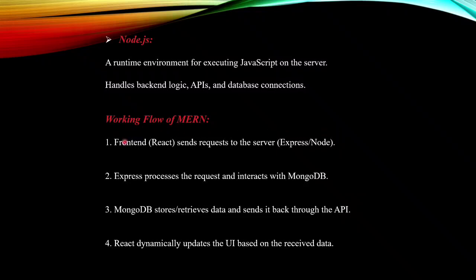First is the front end, which is React. It sends the request to the server, which is Express.js or Node. Express processes the request and interacts with MongoDB, where our data is stored. MongoDB stores and retrieves data and sends it back through the API. React dynamically updates the UI based on the received data, not as in HTML where we give the data manually. Here we fetch the data from our backend.